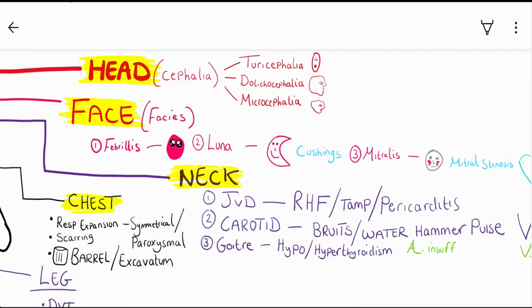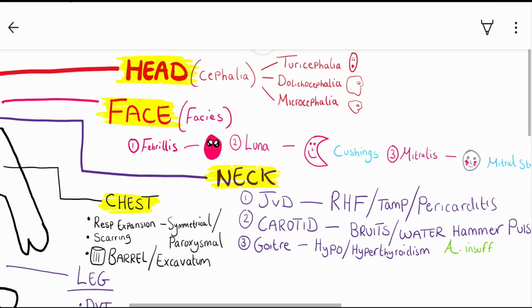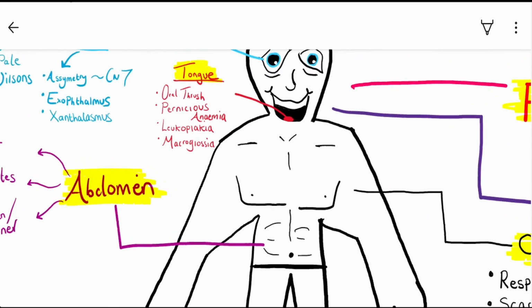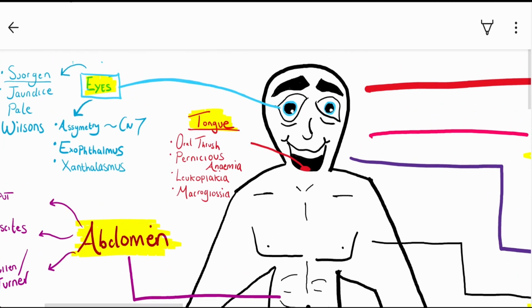Also, with the face, you could have things like exophthalmos, right? Having this buildup of cholesterol, i.e., the foam cell deposition around the eyes. Okay. If we want to get a bit more information from the head, we can look at the eyes, we can look at the tongue.